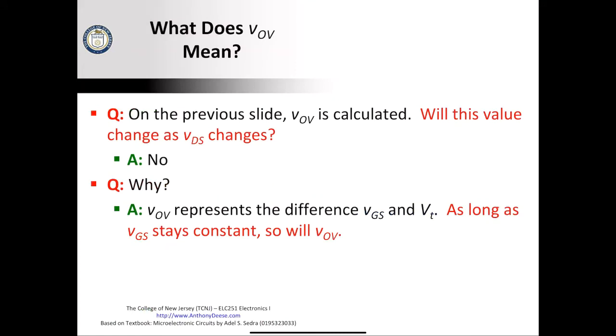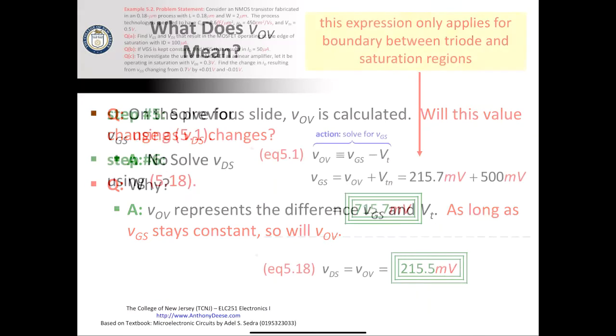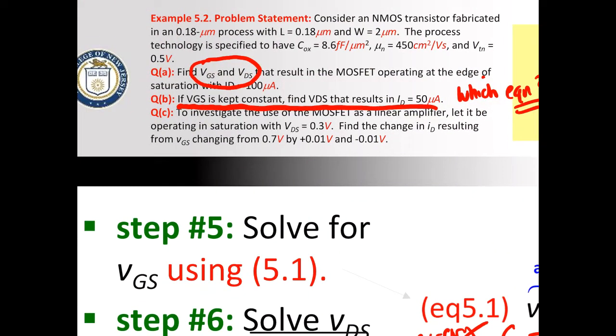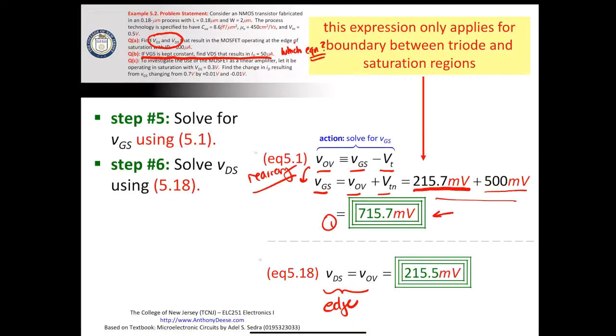On the previous slide, VOV is calculated. Will this value change as VDS changes? No. And why is that? VOV represents the difference between VGS and VT. VGS doesn't change, and so VOV will stay the same. Because if you look at the way the problem states, it says, if VGS is kept constant, it says that very clearly. Find the VDS that results in the given current.